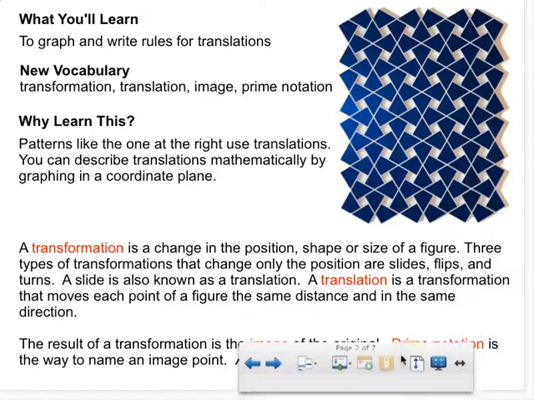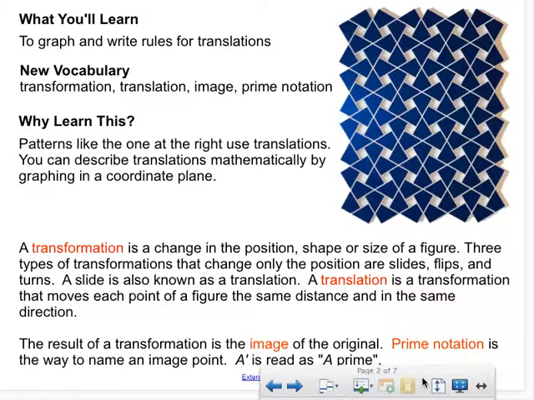I'm going to go ahead and read this since I'll be posting this online. What you'll learn: to graph and write rules for translations. New vocabulary: transformation, translation, image, prime notation. Why learn this? Patterns like the one at the right use translations. You can describe translations mathematically by graphing in a coordinate plane.